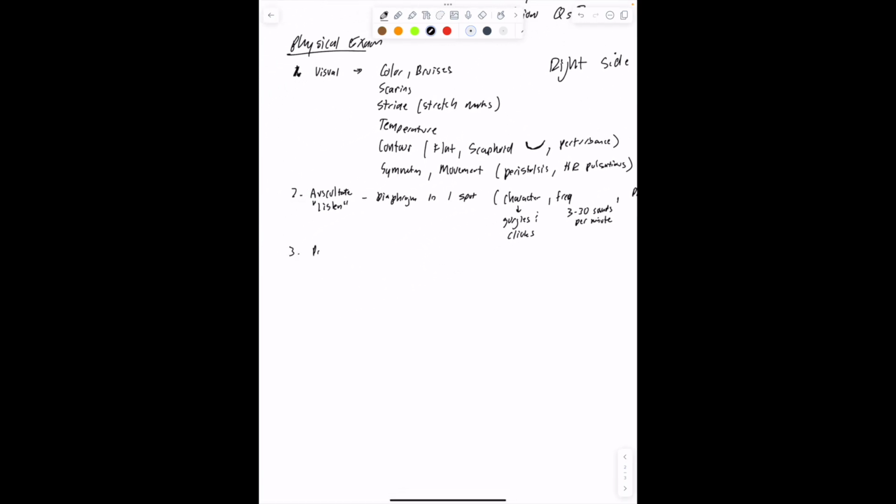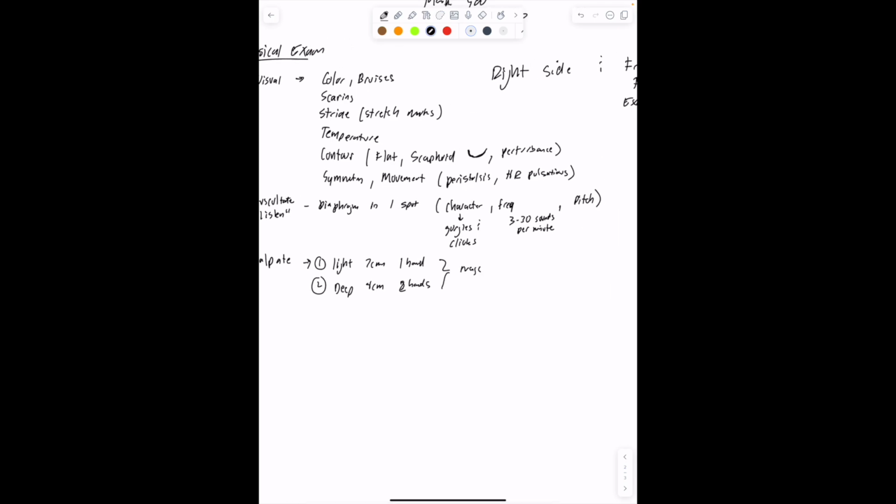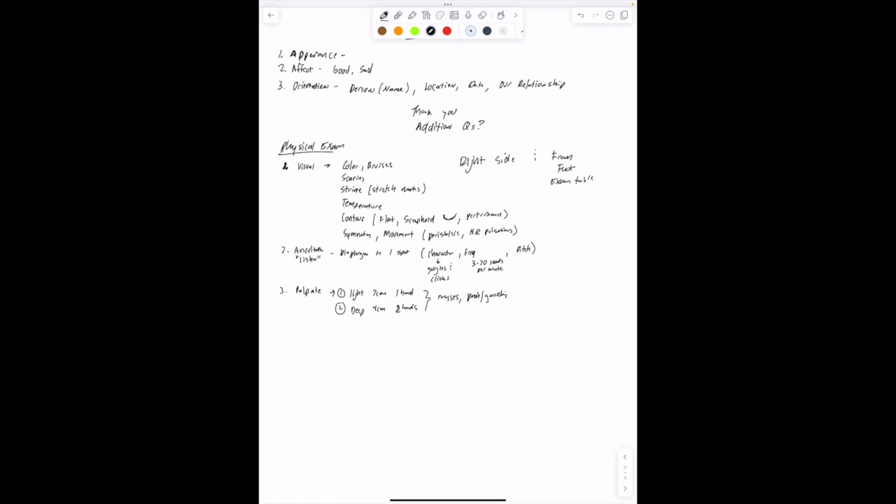Okay, then next we want to palpate. So this will be one light, 2 centimeters deep, 1 hand, and then repeat for deep, 4 centimeters, 2 hands. And basically you're looking for masses, and then pain and guarding to see where the pain might be located, if there is any. We're going to take a quick pause there. Okay, we're back. So we want to palpate with both hands deep, and then we're looking for masses, pain, guarding, and then abnormal muscle tone.